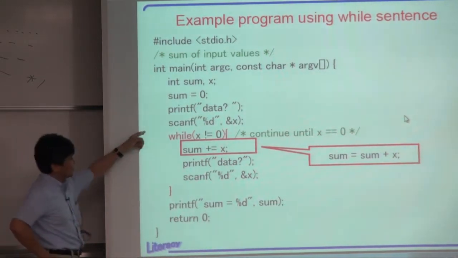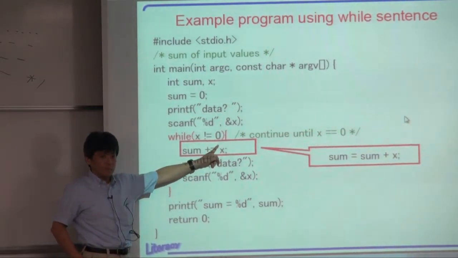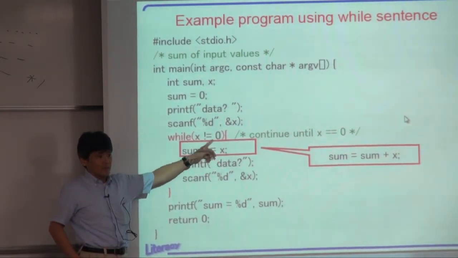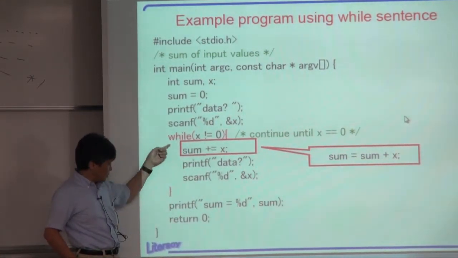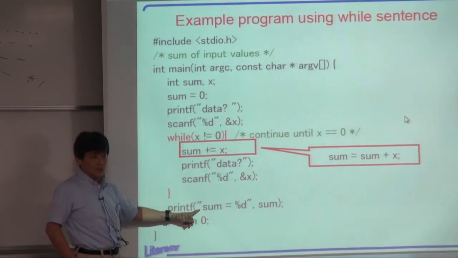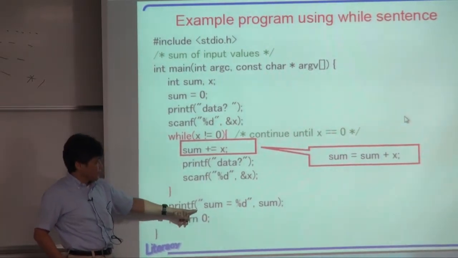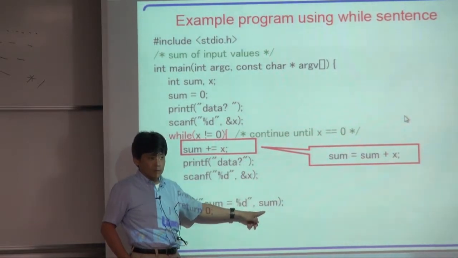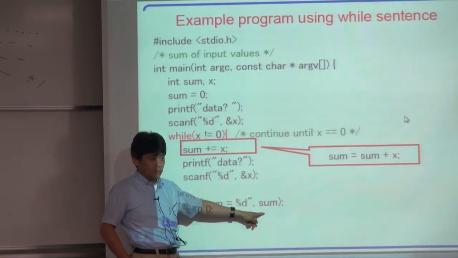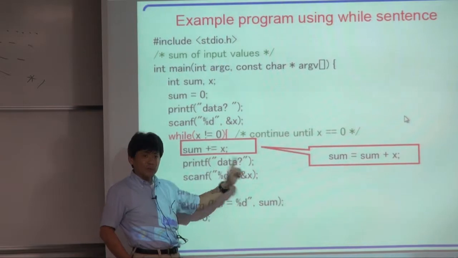Finally, if you enter 0, the process exits from this while loop. Then this printf function will be executed, and this program will print out the total, the summation of your input data.